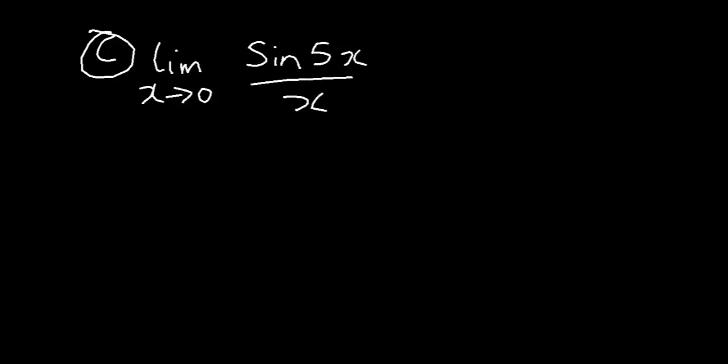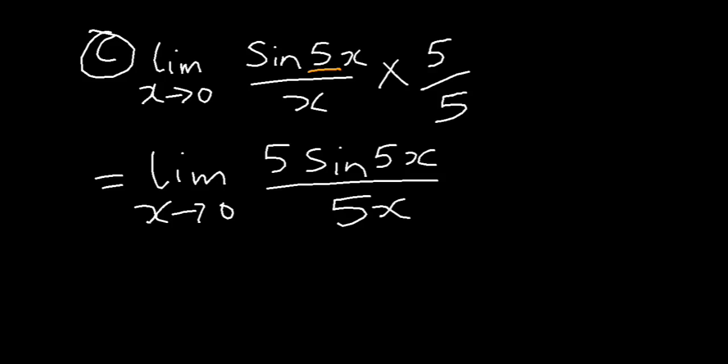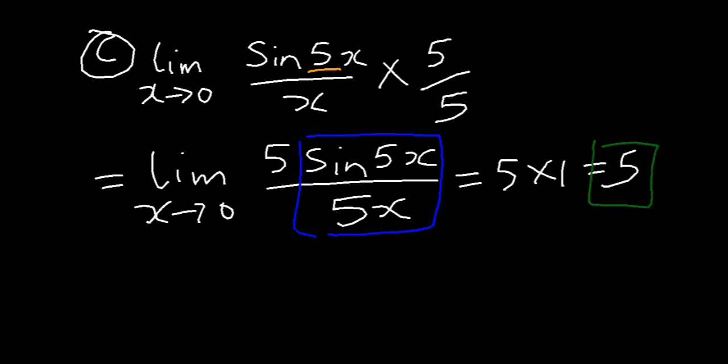Now let's move on to another example. Example C. The limit when x tends to 0, sin 5x over x. For this, we have a factor of 5 at the numerator. Therefore, this will be multiplied by 5 over 5. So our limit will be equal to 5 sin 5x over 5x. So sin 5x over 5x is equal to 1. So our answer for this is 5 times 1, which is equal to 5. Hope you are getting it.